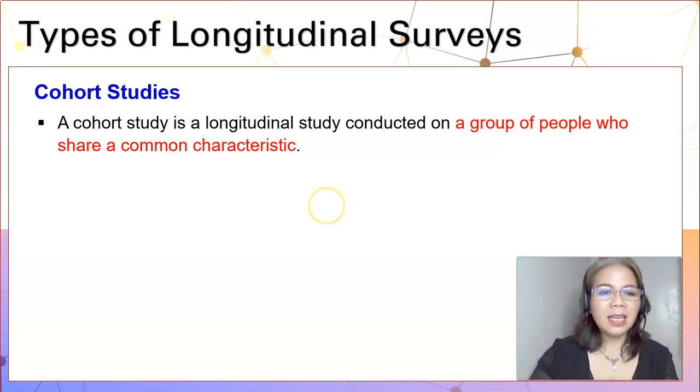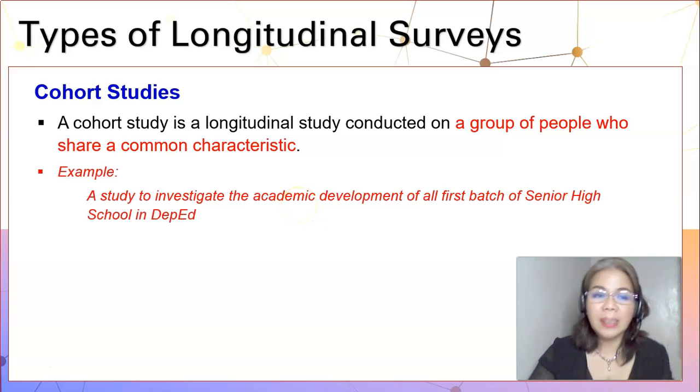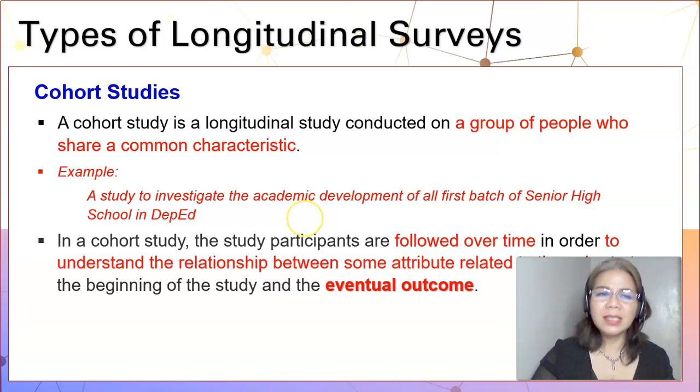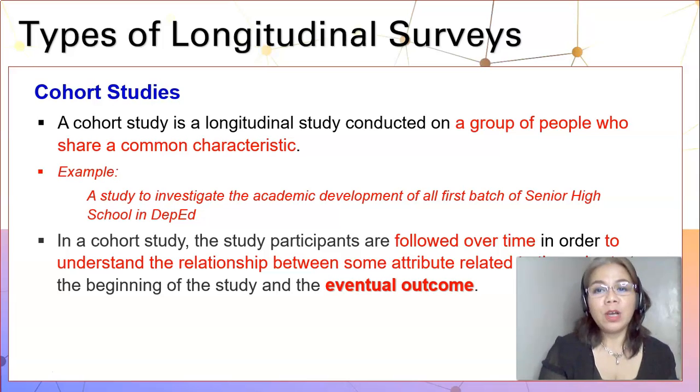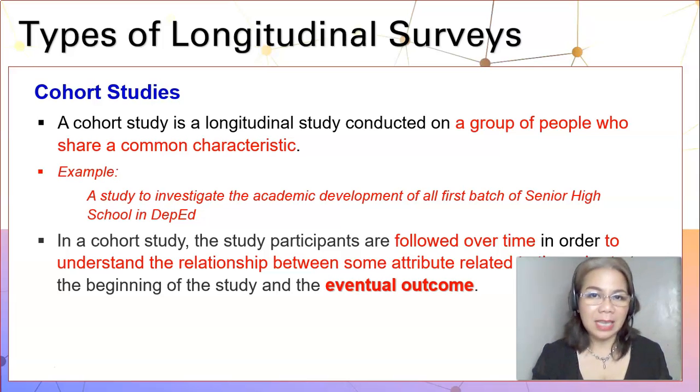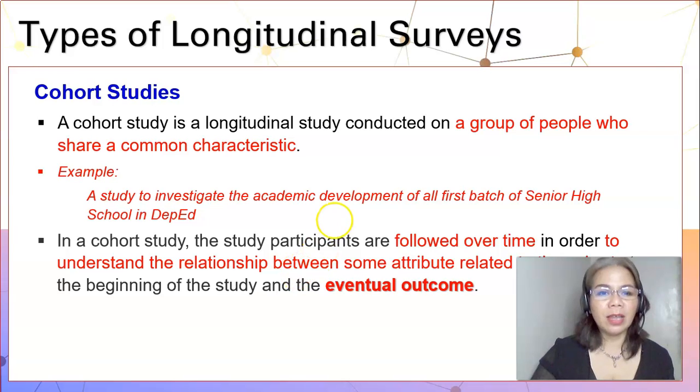In cohort study, the researcher conducts a study on a group of people who share a common characteristic. For example, you are interested to investigate the academic development of all first batch of senior high school students from the Department of Education. What is the purpose of cohort studies? The purpose of cohort study is to study the eventual outcome of this group of people who share the same characteristics.